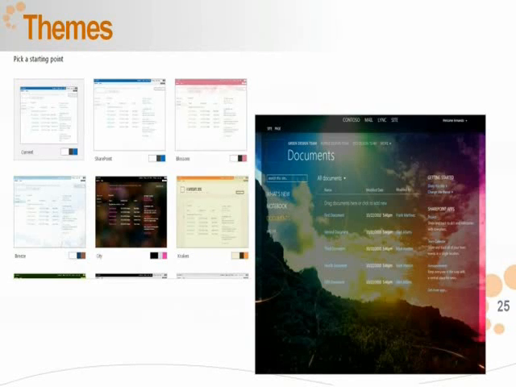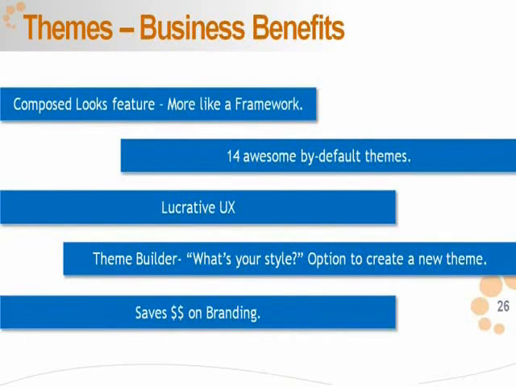Some of the key business benefits are the composed looks feature, more like a framework, 14 awesome default themes, lucrative user experience, theme builder, and the what's your style option to create a new theme. It's more like you can set your own colors, layouts, pictures, logos, columns, font size, etc., and then save all your branding elements as a template. That actually fits under the category of what's your style. You can save your style. So it saves a lot of money on branding.